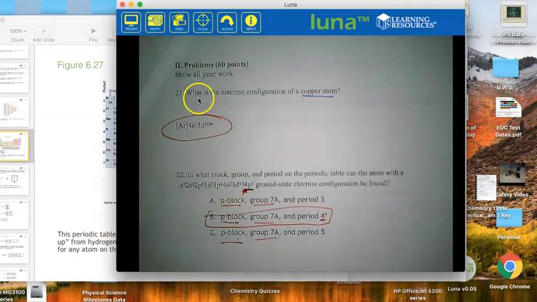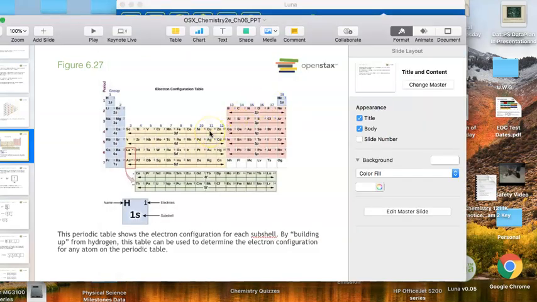Here it's asking for the electron configuration of a copper atom. We're going to look at the periodic table here. Copper is located here, so we're going to start out with argon, and then 4s2 3d9 should be the electron configuration. However, remember, for elements that almost have a full D subshell, they're going to pull an electron from the S subshell in order to have a completely filled D subshell. So the electron configuration is going to be Ar 4s1 3d10.